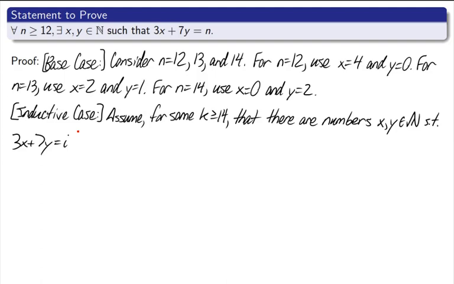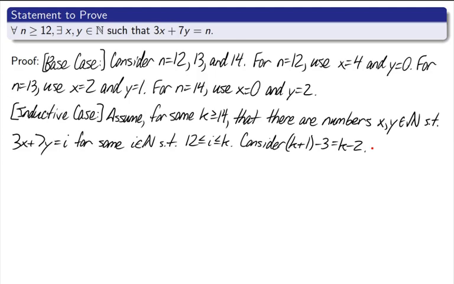Now i is going to represent any number between 12 and k. For some i in the natural numbers, such that 12 is less than or equal to i is less than or equal to k. In other words, I can find these numbers x and y for any value of i between my starting point of 12 and wherever k currently is. Now I want to show this for k plus 1.